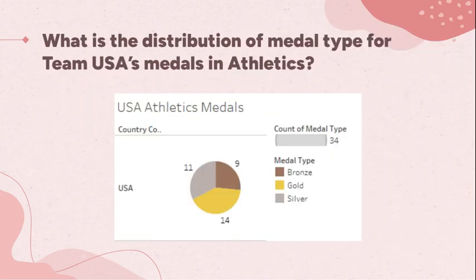What is the distribution of medal type for Team USA's medals in athletics? Just a side note, athletics is synonymous with track and field. So this pie chart focuses on Team USA's medals in athletics. Out of 34 medals, they earned 14 gold, 11 silver, 9 bronze. This really shows how dominant they were, not just in participation, but in actually winning gold.